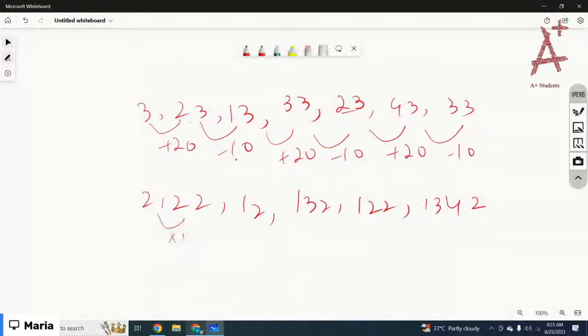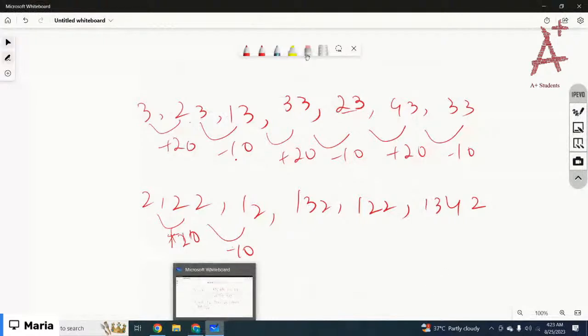2 times 11 is 22, right? But then, okay, let's see. 2 plus 20 is 22, 22 minus 10 is 12. No, you have to multiply and then you have to subtract, otherwise you don't get these numbers. This is 2 times 11 is 22.